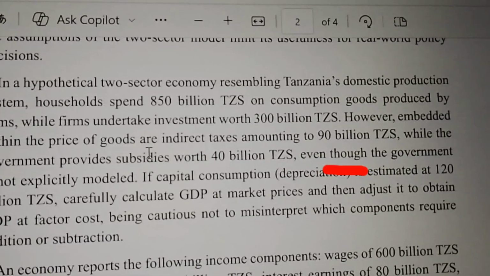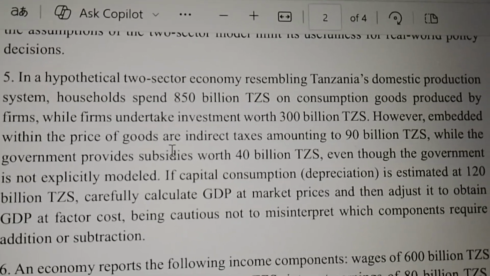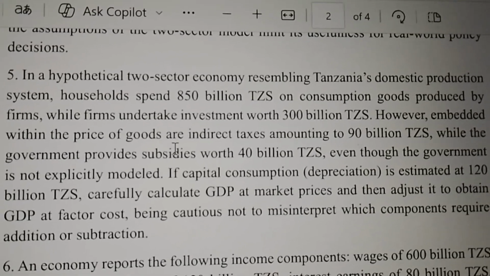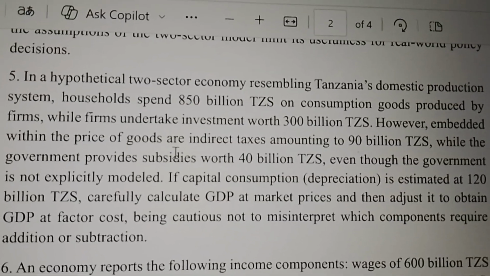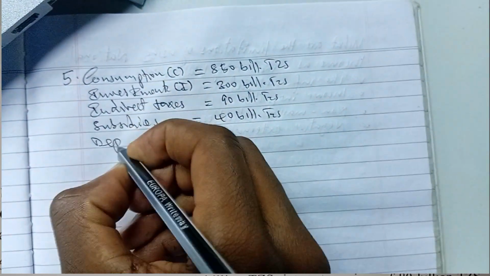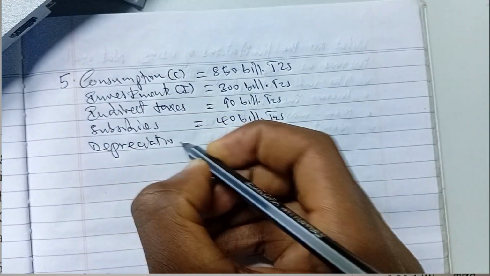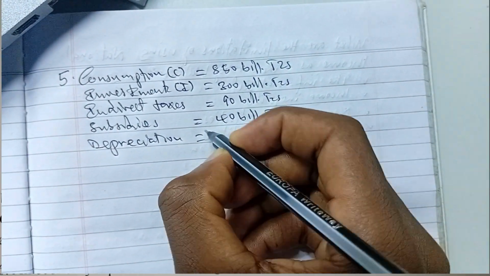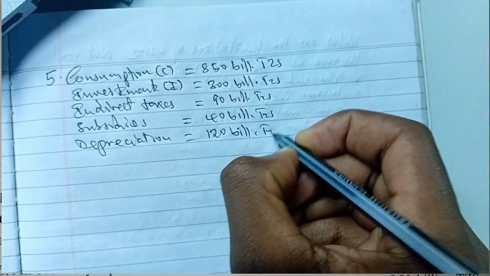Even though the government is not explicitly modeled, capital consumption or depreciation is estimated at 120 billion. So we have depreciation there, or we may call it capital consumption, depreciation, which equals 120 billion TZS.